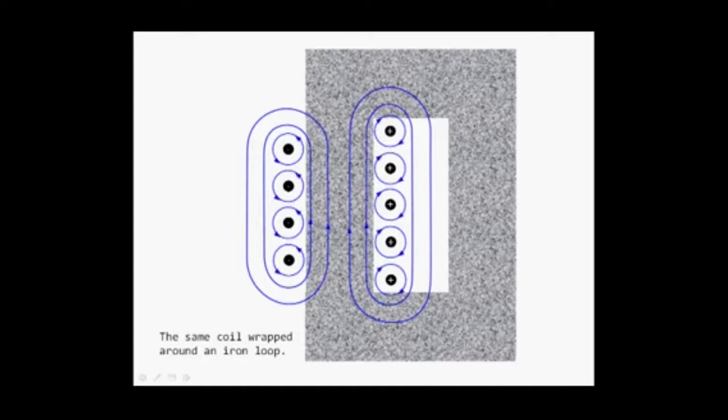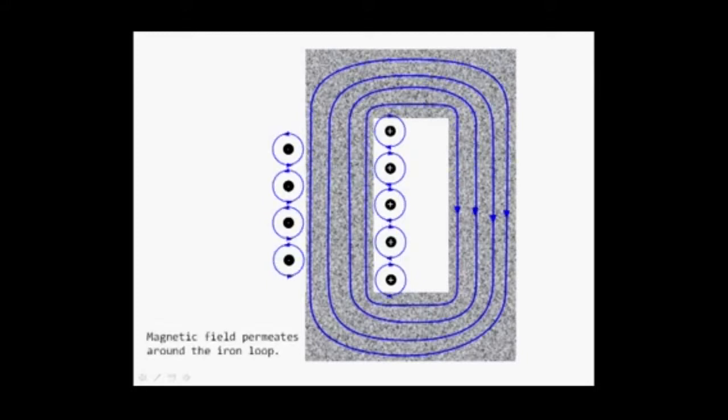Now when we do this, because magnetism passes through iron much better than it does through air, we actually find that the magnetic field is constrained within the iron core. It permeates the iron core. Permeates just means travels through, basically. Iron can be several thousand times better at conducting a magnetic field than air.